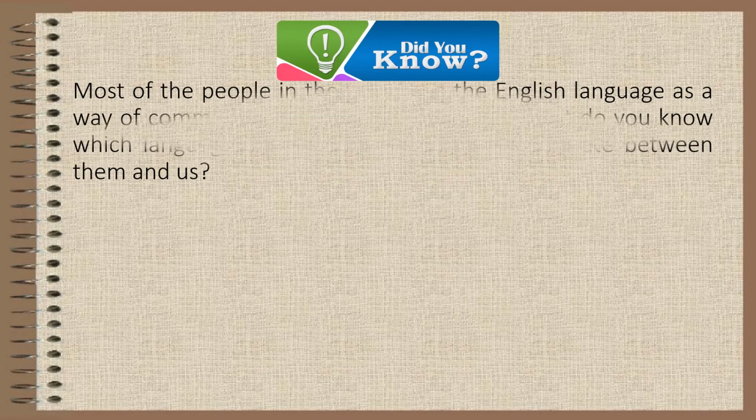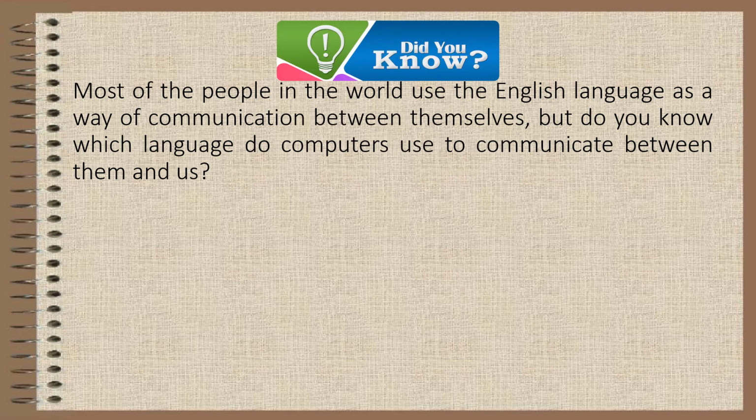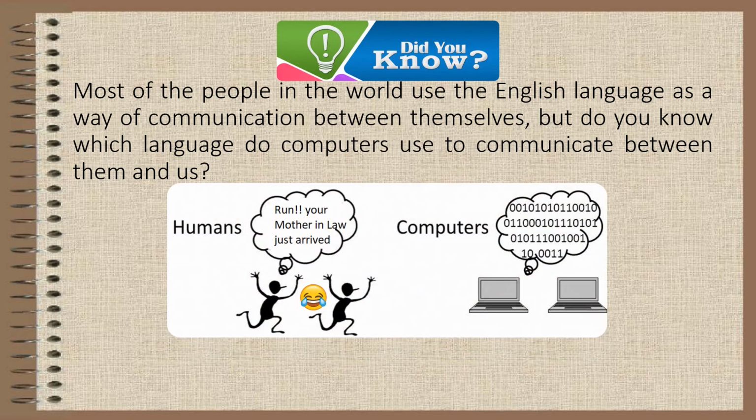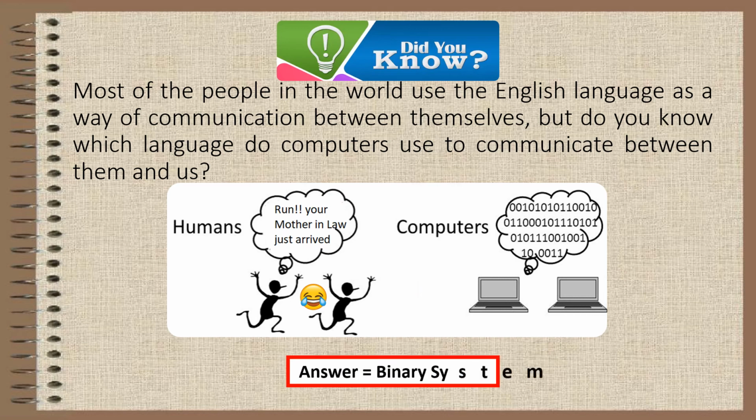Did you know? Most of the people in the world use the English language as a way of communication between themselves. But do you know which language computers use to communicate between them and us? If you observe the picture below, we can see that there are two laptops communicating with zeros and ones, or ones and zeros. Do you know which language this is? If your answer was binary system, you got it right.